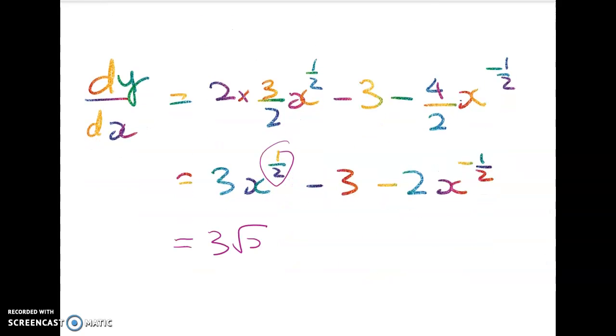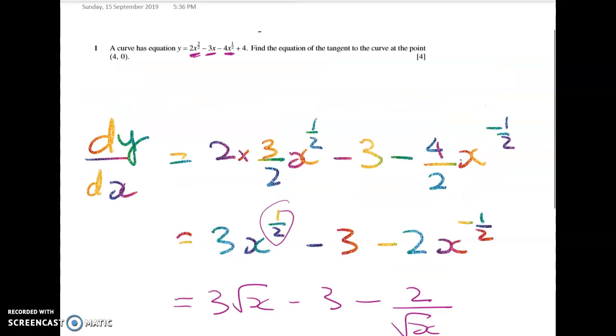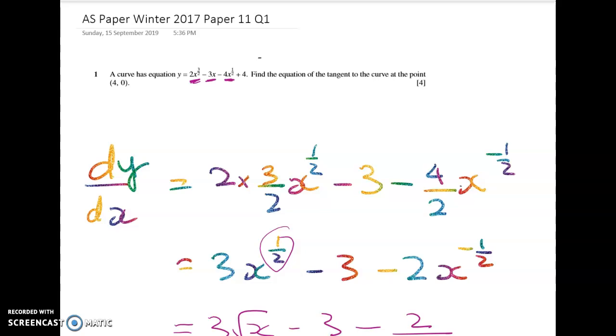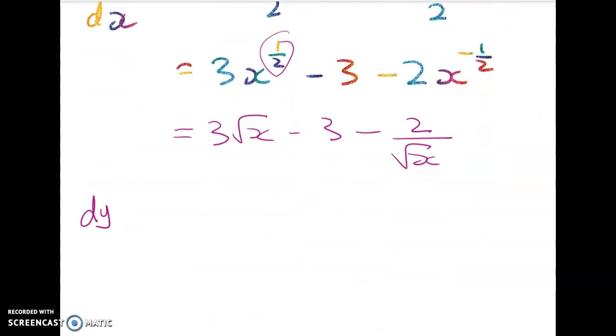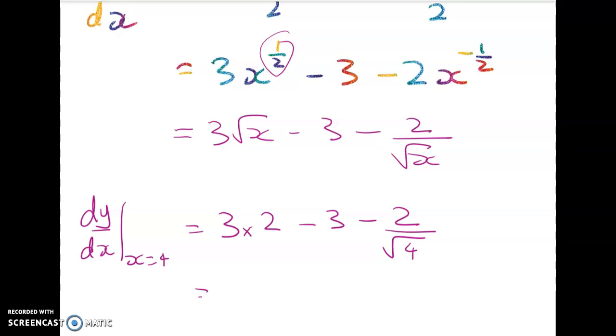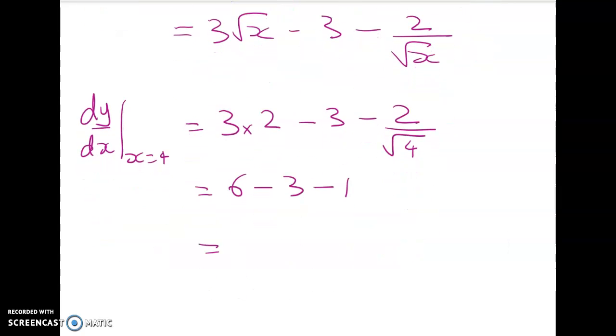We're going to write that like this: 3 root x minus 3 minus 2 over root x. And now what we have to do to find the equation of the tangent is to evaluate it at the x value of 4. So dy by dx at x equals 4 is equal to 3 times 2 minus 3 minus 2 over the square root of 4. So that's 6 minus 3 minus 2 over 2, which is 1. That gives me 2. So m is equal to 2.